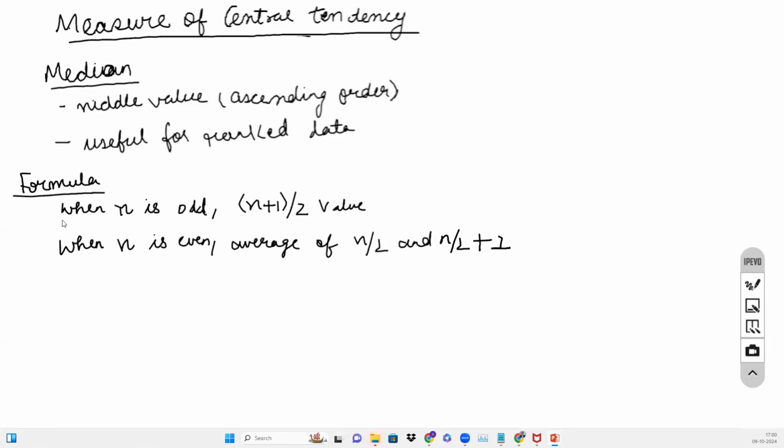The formula is: when n is odd, when the total number of records in the data is odd, the (n plus 1) divided by 2 value will be called the median. But when n is even, the average of the n by 2 and n by 2 plus 1 terms is going to give us the median.